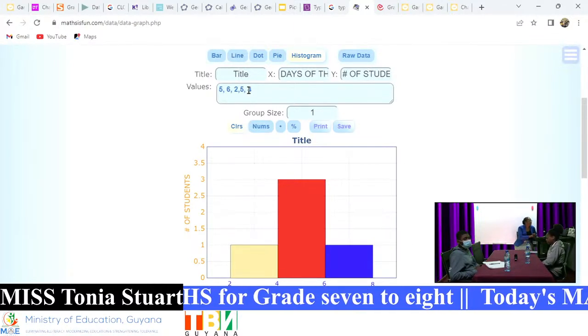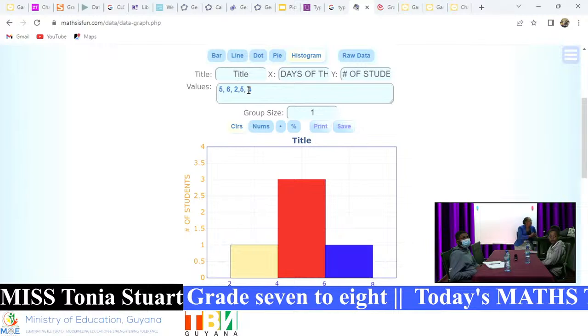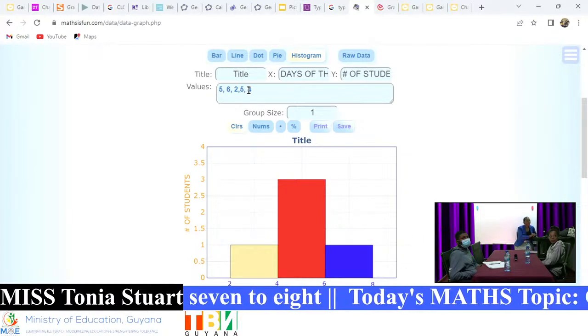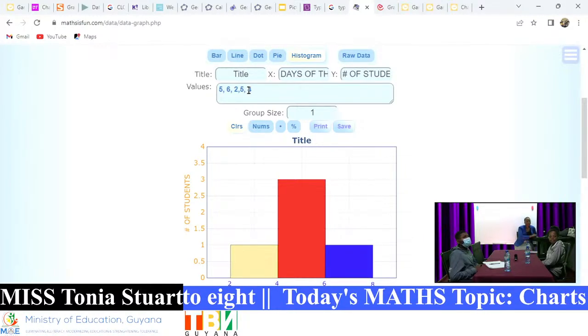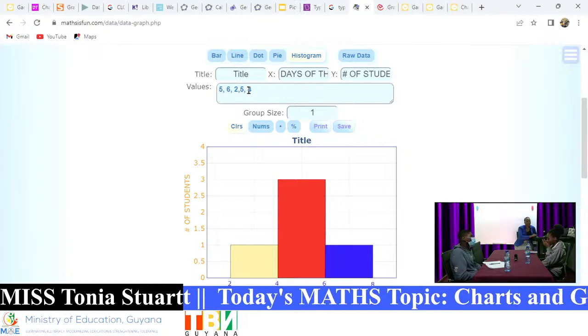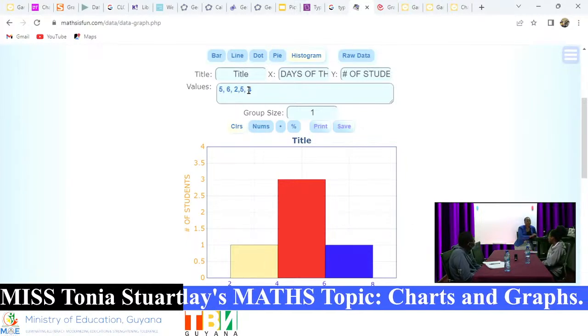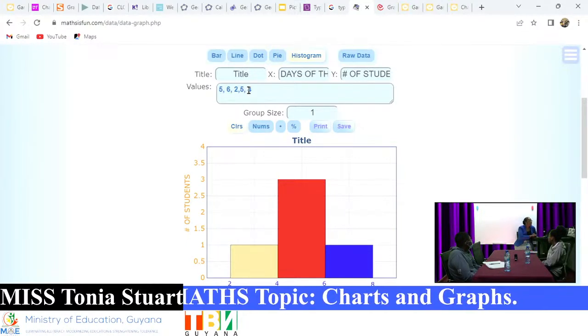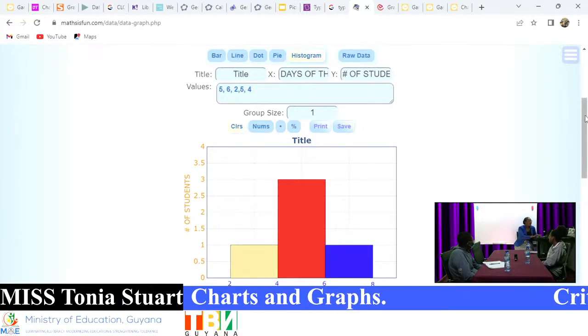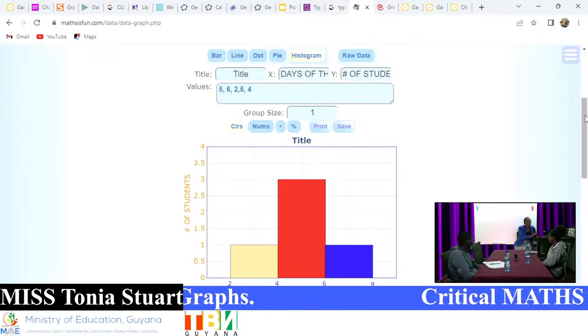Right. So what's the difference between the bar graph and the histogram? The histogram bars are touching, and in the bar graph, the bars are not touching. Not just not touching. What about it though?